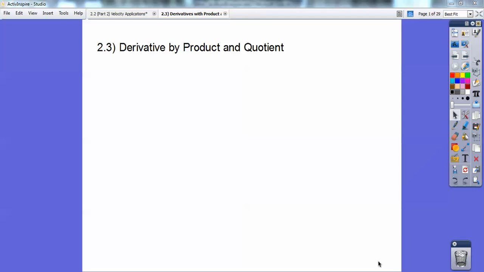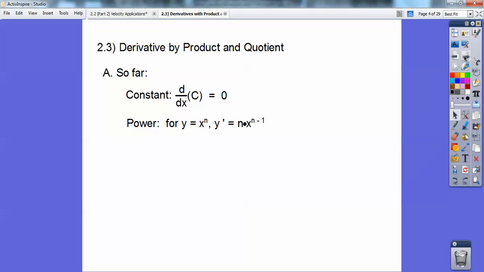Okay, you guys, in this calculus lesson, we're going to learn two new rules, derivatives by quotient and product rule. So far, the derivative of a constant is equal to 0. The power rule is you bring this power down out in front, and then you subtract 1 from it for the new power. For trig, the derivative of sine is cosine, and the derivative of cosine is opposite sine.